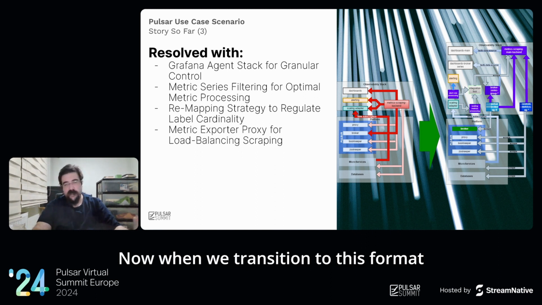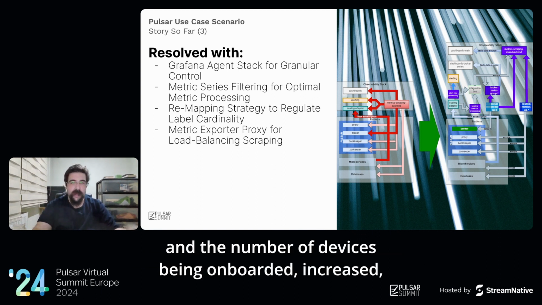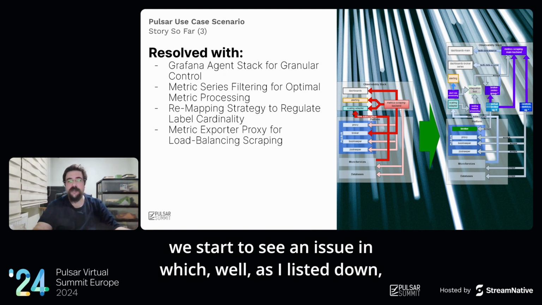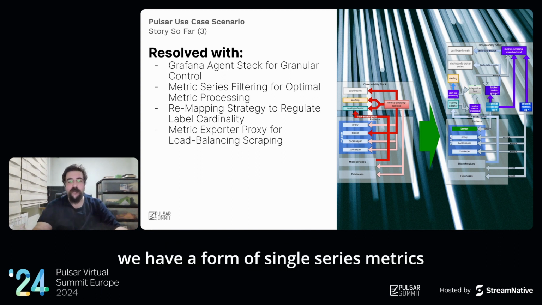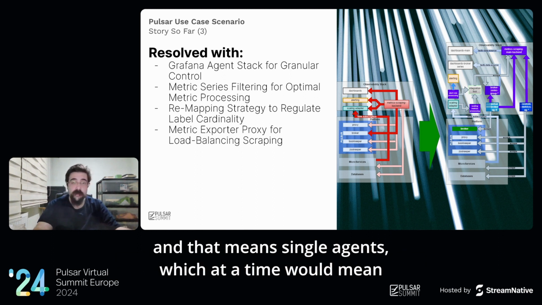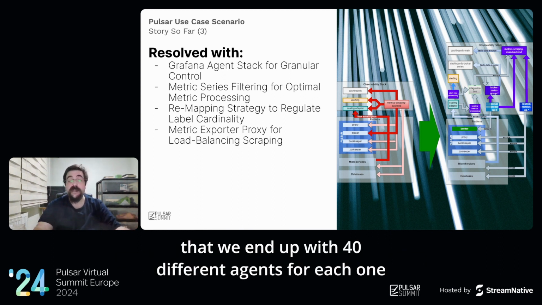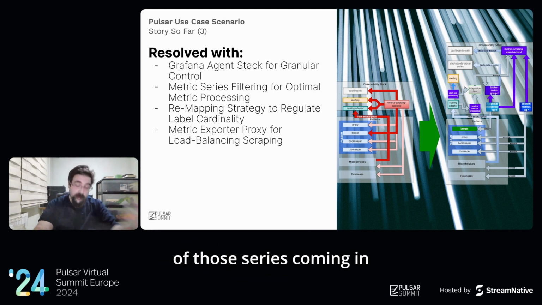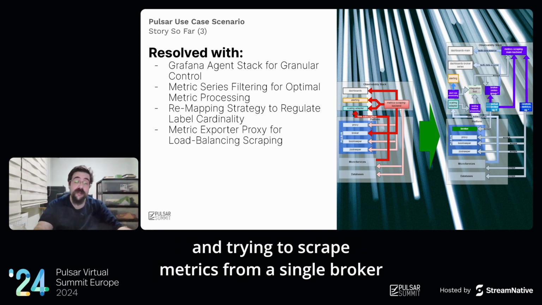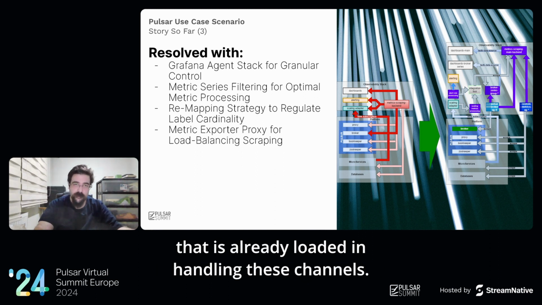Now, when we transition to this format and the number of devices being onboarded increases, we start to see an issue. As I listed down, we have a form of single series metrics, and that means singular agents, which would mean that we end up with 40 different agents for each one of those series coming in and trying to scrape metrics from a single broker that is already loaded in handling these channels.